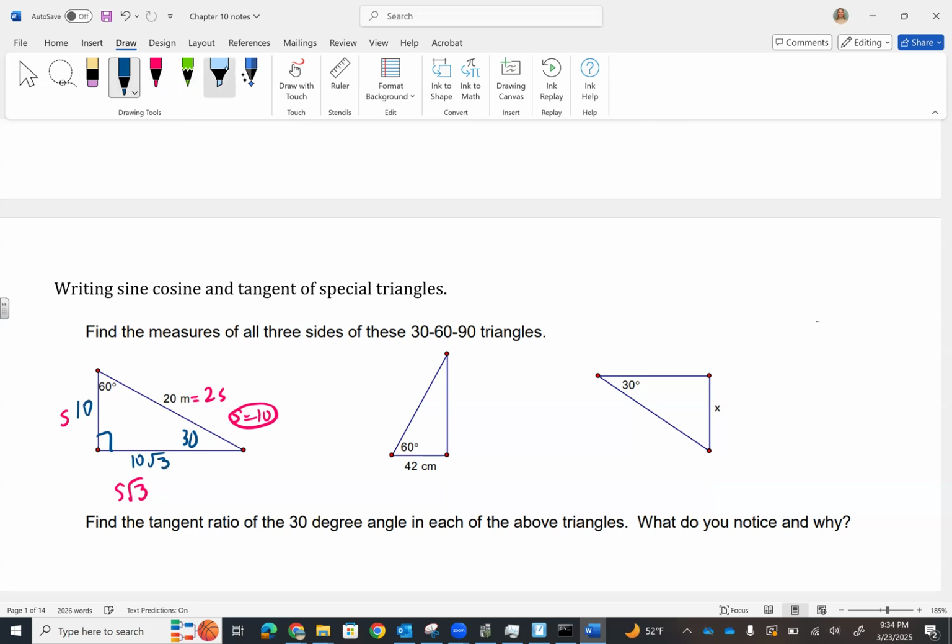So I'll highlight the length of each side. This is 20, this is 10 root 3, and this is 10. And so we could do the same thing with the next triangle. Across from the 60 is going to be s root 3, this is going to be 2s, and this is going to be s. And so that means that this side here would be 2 times 42, or 84, and this would be 42 root 3.